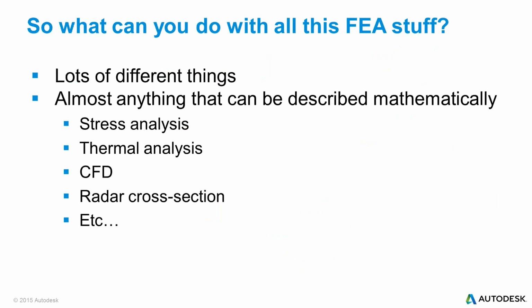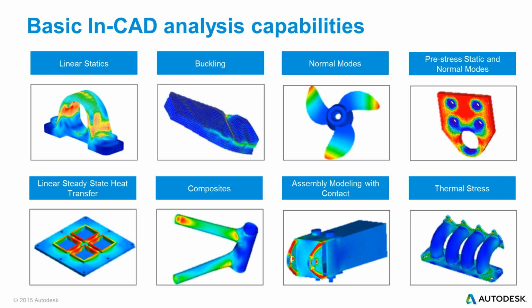So what can I do with all the finite element stuff? You can do lots of things. Almost anything that can be described mathematically, you can do a finite element analysis on. It's commonly used for stress analysis. It's commonly used for thermal analysis. There's a lot of people who use finite elements for computational fluid dynamics. Radar cross-section, how visible things are to radar, is actually a mathematical equation, and you can write a finite element code to solve radar cross-section problems and predict how much something's going to show up on radar. Lots of things you can do.